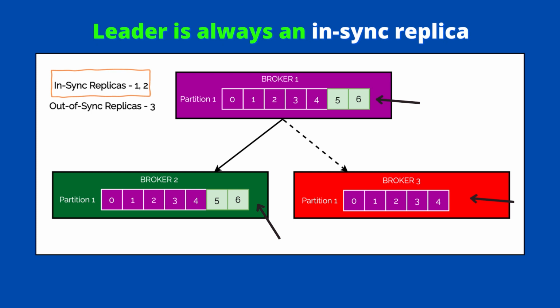So what happens if a follower fails for some reason? Followers replicate data from the leader to themselves by sending periodic fetch requests. If a follower fails, it will stop sending these requests, and after a set amount of time, it will be removed from the list of in-sync replicas.